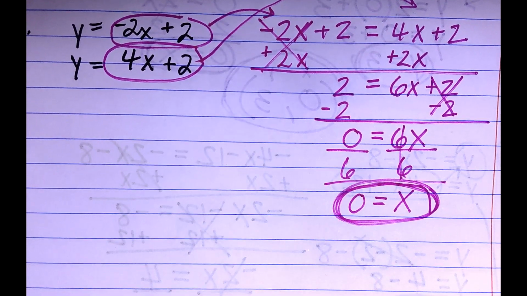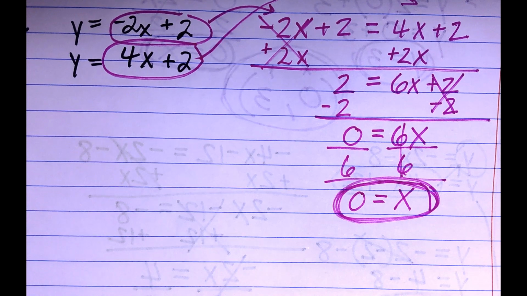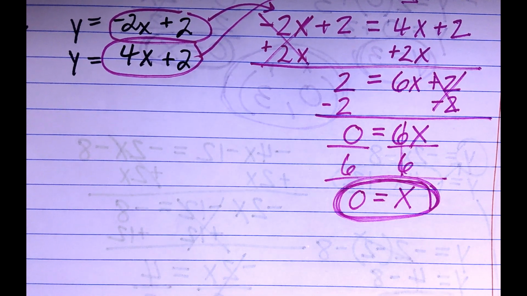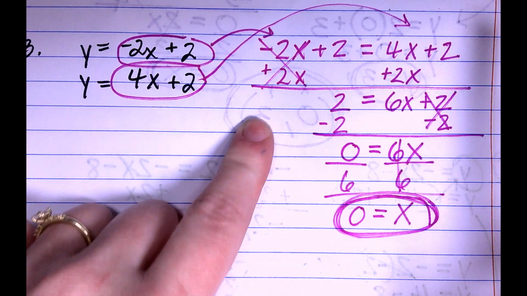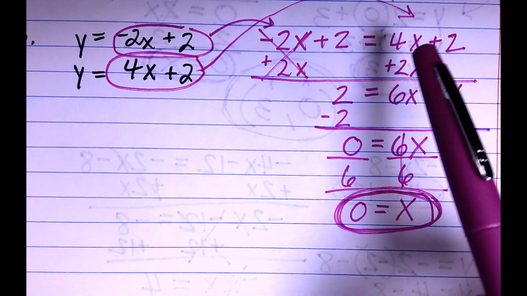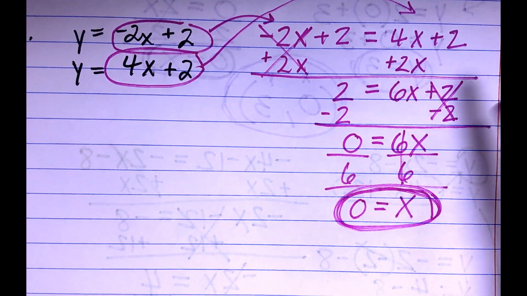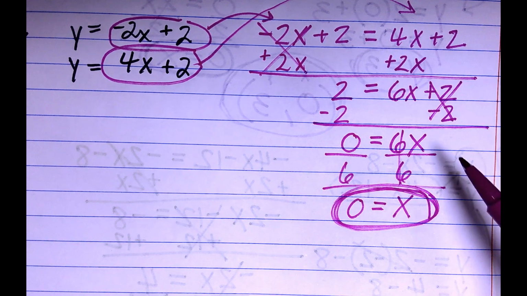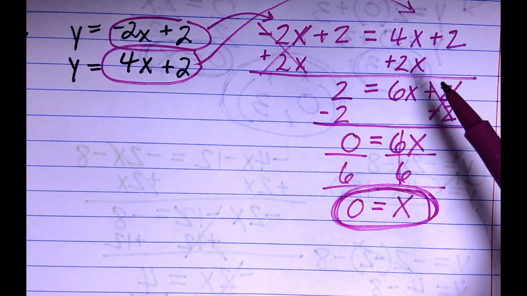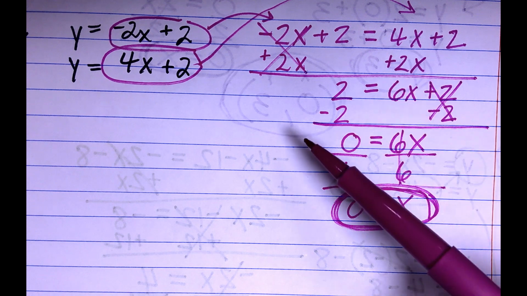I got that one wrong. What'd you get? I got negative 2. Yeah, number 3. Yeah, I got negative 2. Instead of adding the 2x, I subtracted the 2 first.